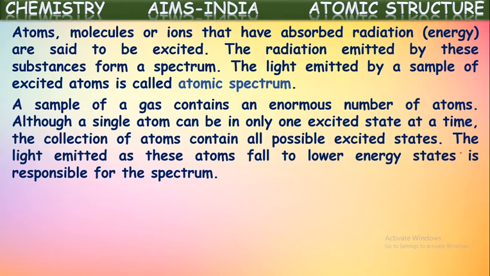A sample of a gas contains an enormous number of atoms. Although a single atom can be in only one excited state at a time, the collection of atoms contains all possible excited states. Suppose a gas is taken; it will contain an enormous number of atoms. When energy is supplied to this gas, atoms absorb energy and come into an excited state. At once an atom will be in one excited state, but as there are many atoms, all the atoms may not be in the same excited state. Some absorb less energy and will be in a less excited state, and some absorb more energy and may go into different excited states. The light emitted as these atoms fall into lower energy states is responsible for the spectrum.